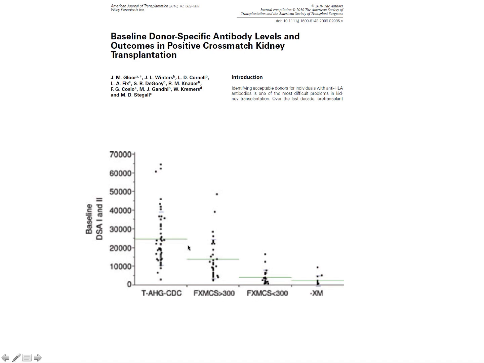This is very like the Coventry data I showed you earlier. So these are the patients with the positive CDC crossmatch. They're not using MFI here, it's a slightly different measure. But you can see that the patients with the CDC crossmatch have the highest antibody levels, and then the patients with a negative flow crossmatch who are just bead positive have the lowest antibody levels.